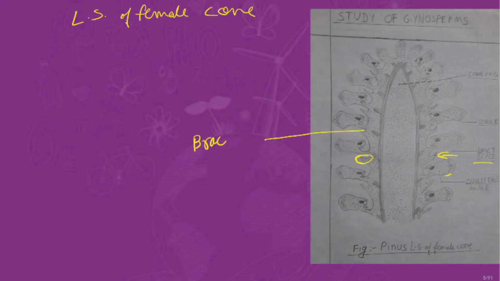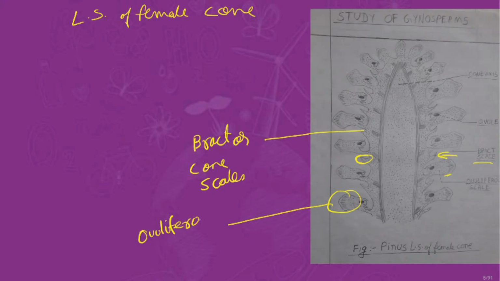The smaller one is known as bract scale or cone scale. And this is known as ovuliferous scale or seminiferous scale.